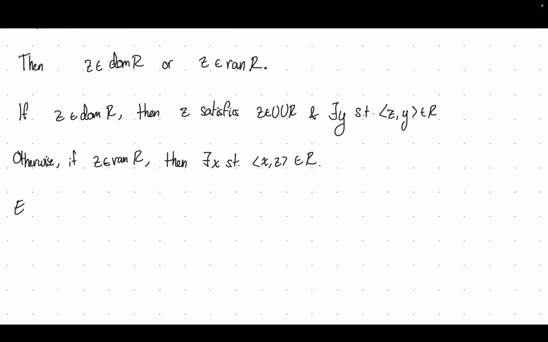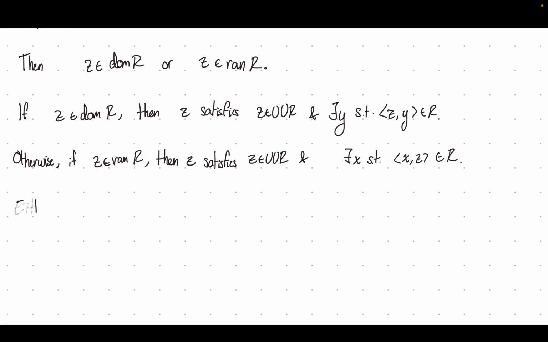Just to keep the inferences uniform. Okay, so, essentially, what I'm saying is that if z is in the domain of R or z is in the range of R, then automatically we know that z is in the union of R, right? So this side of the inclusion is pretty straightforward.